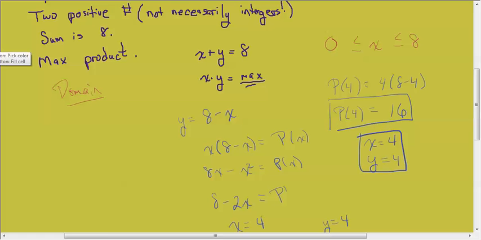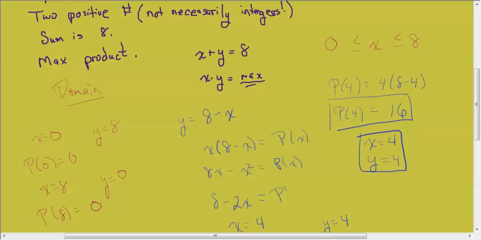Now I haven't forgotten. We're going to go back here and check the other points. I kind of already did. If x is 0, that's one end of the domain. That means y is 8, right? Because x plus y has to equal 8. But the product of x times y is going to be 0. And if x is 8, the other endpoint, then y is 0, and again the product is 0. So the maximum product is 16, and that occurs when x is 4 and y is 4.